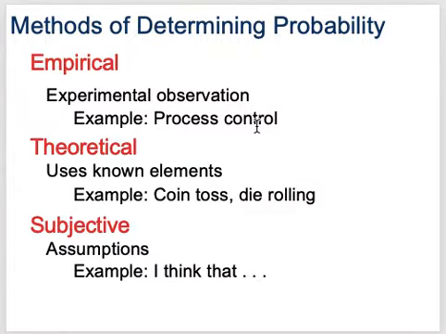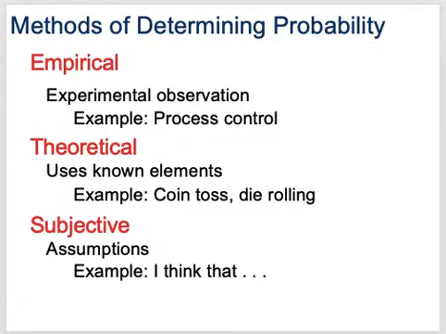Think about process control. They will maybe take parts off of a line and look at them to see if they're defective or not. They might do a sampling and see that 2 parts out of the thousand samples that they took were defective, and they can determine their probability of getting a defect on their process line.